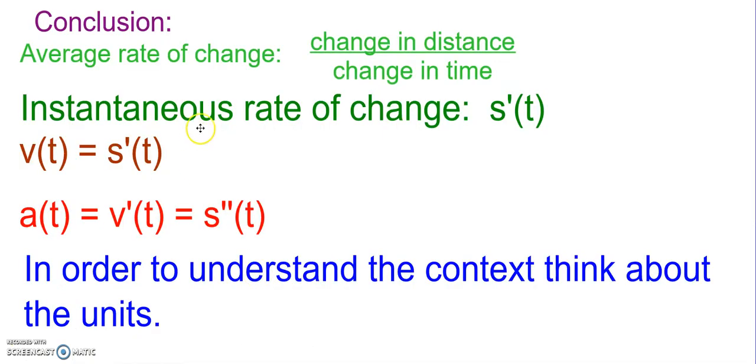Okay, conclusion. Average rate of change is change in distance over change in time. That's just our regular slope. Instantaneous rate of change is the derivative at a point. The derivative of the position function is velocity. That is our instantaneous rate of change. The derivative of velocity is acceleration. The second derivative of position is the derivative of velocity, which is acceleration. Think about units and inputs versus outputs to really help you understand the context of functions. Nice work.